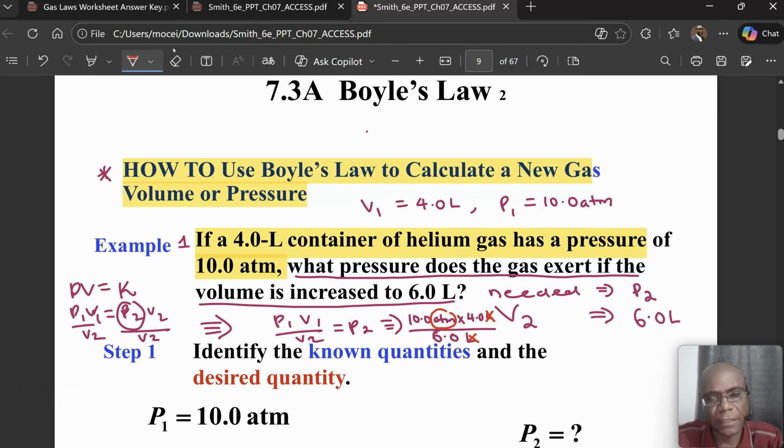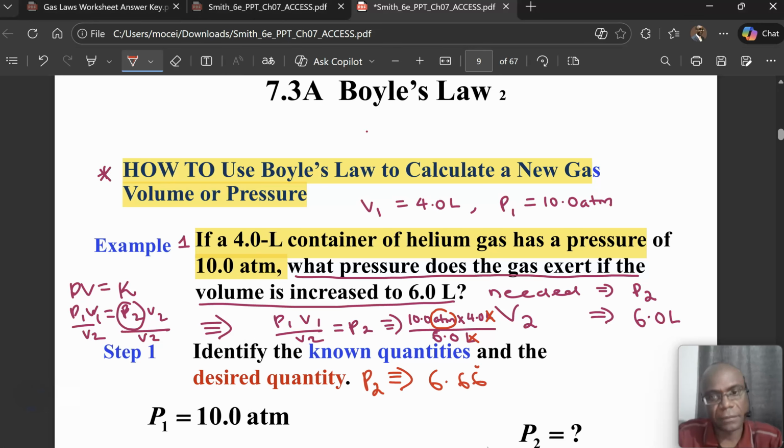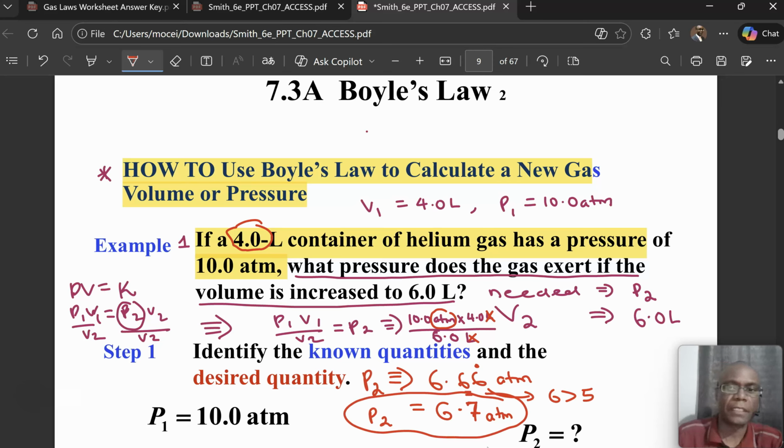You are left with atm, and the answer is 10 multiplied by 4, and then divided by 6. So my P2 turns out to be 6.66 recurring atm. Our question gave us 2 sig figs, so it's 6.7, because 6 is greater than 5, so we round up the other 6 to a 7. So the after pressure will be 6.7 atm. That's how you solve this problem, and you can check your work.